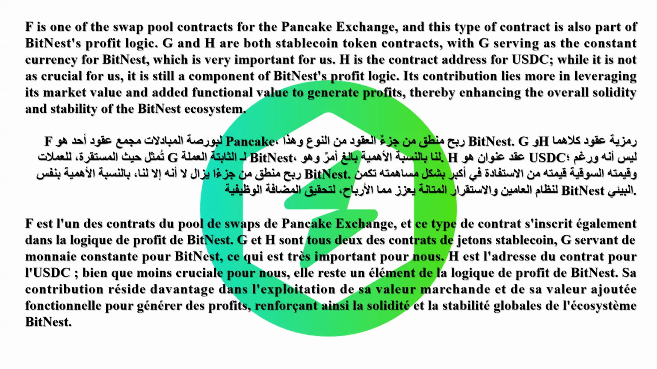So H is the contract address for USDT, USDC, right? While this is not as crucial for us, it is still a component of BitNest's profit logic, okay? So its contribution lies more in leveraging its market value and added functions value to generate profits. Because of that, enhancing the overall solidity and stability of the BitNest ecosystem, right?